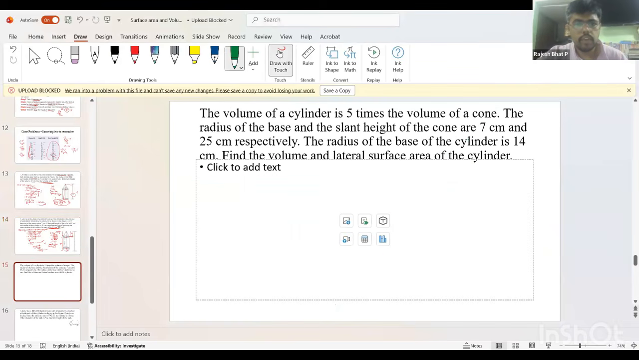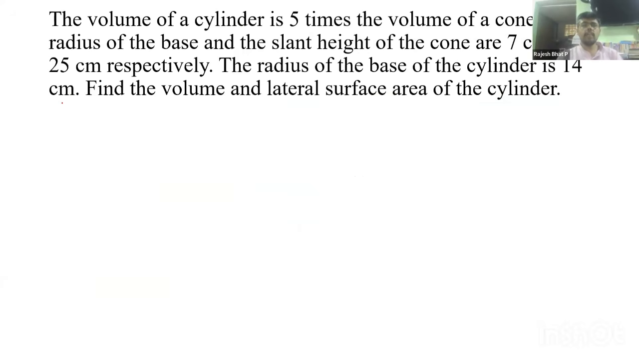Okay, so now this problem. This is also there in your LBA. One second. They are telling you no diagram is given. The volume of the cylinder is 5 times the volume of the cone.